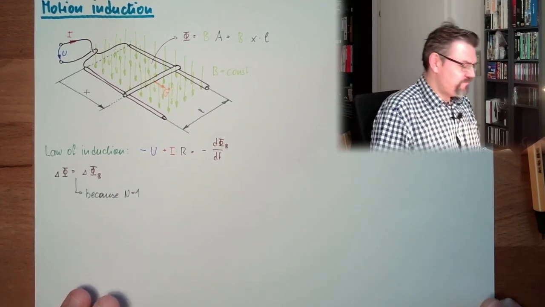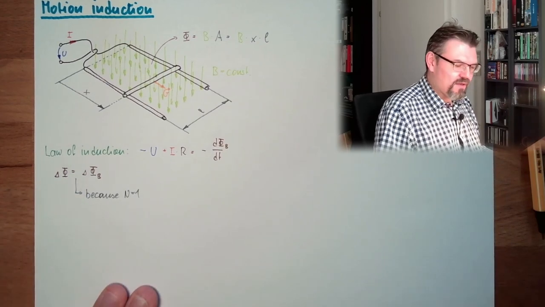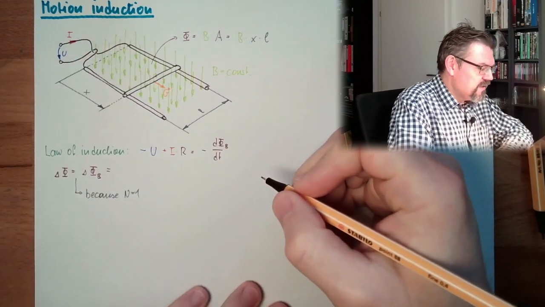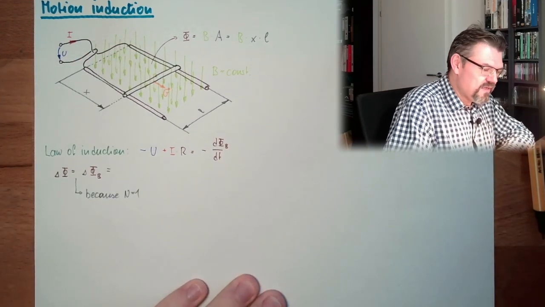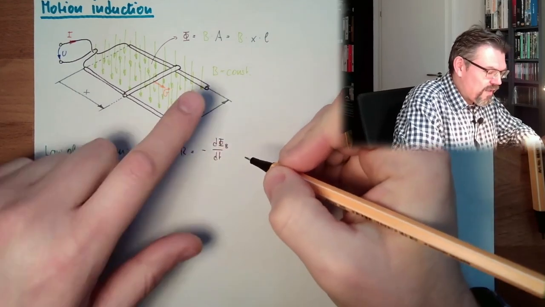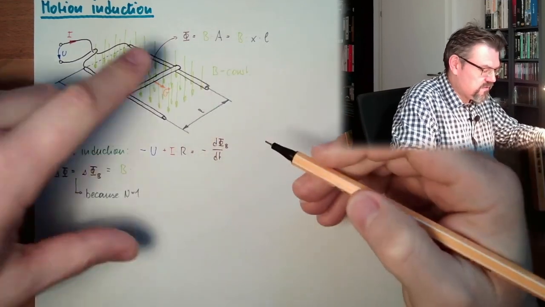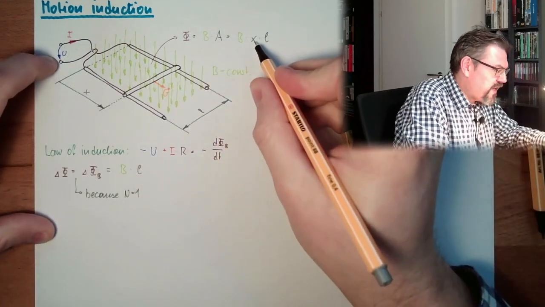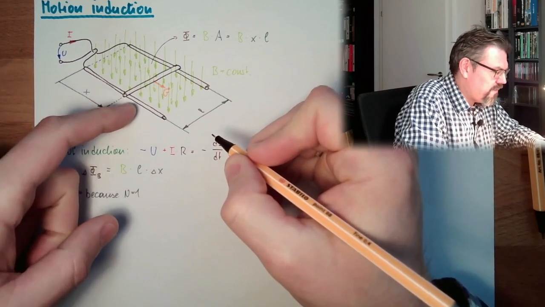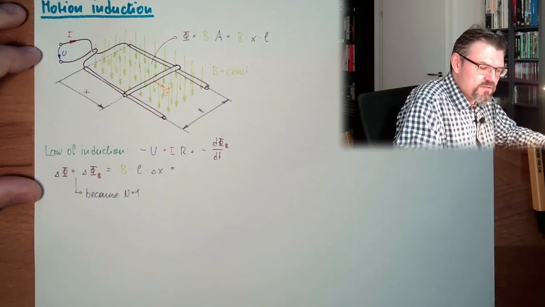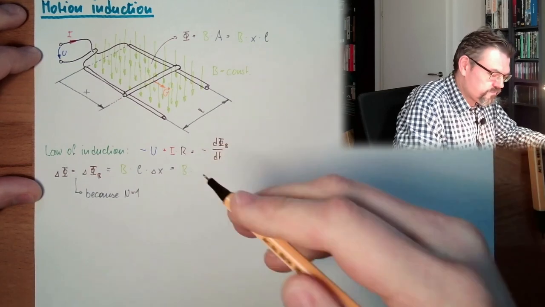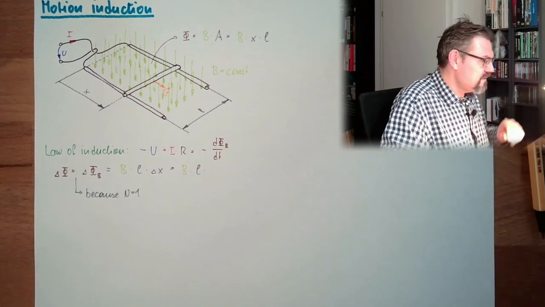So what is the change of the flux? Let's think about this. The flux is changing, right? So what is the flux? The flux is the flux density, which is constant, multiplied by the length L, which is constant. What is actually changing is this x. So we have delta x, changing over time. And this equals, of course, the flux density multiplied by L.